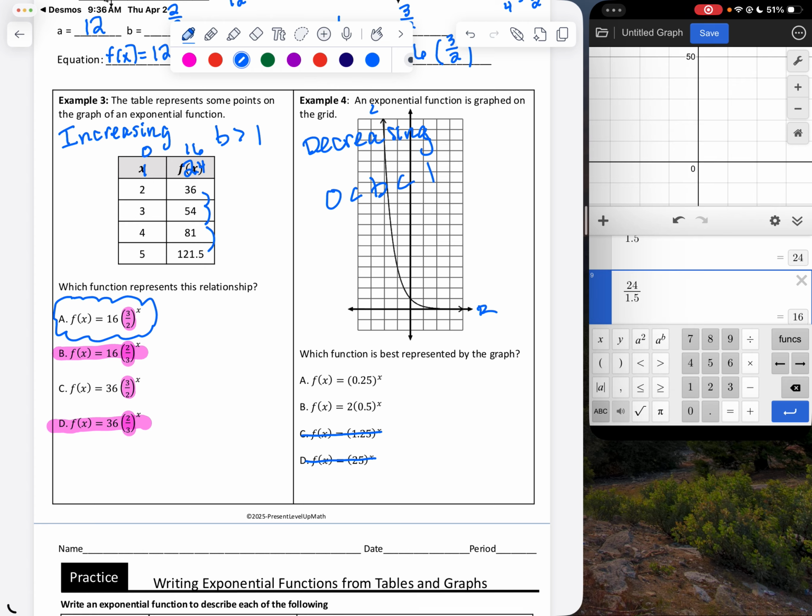All right. The next thing we're going to do is identify our initial value. So our initial value is the y-intercept right here. So a is equal to 1 in this problem. So that now allows me to eliminate answer choice B. And I know the answer is answer choice A. And that concludes today's lesson, writing exponential functions from tables and graphs.